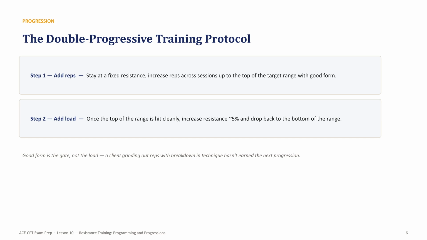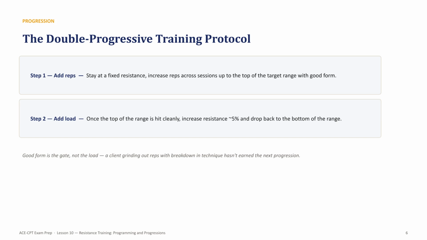Once they're hitting the top of that rep range cleanly, session after session, you increase the resistance by roughly 5%, and then you drop them back down to the bottom of the rep range to start the cycle again. And here's the principle underneath both of those steps. Good form is the gate, not the load.